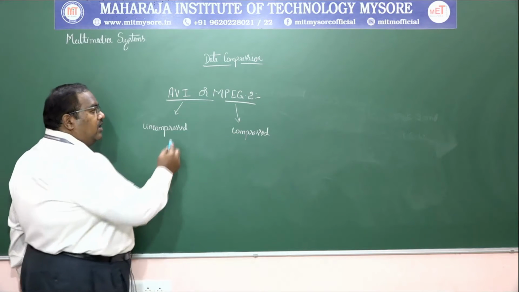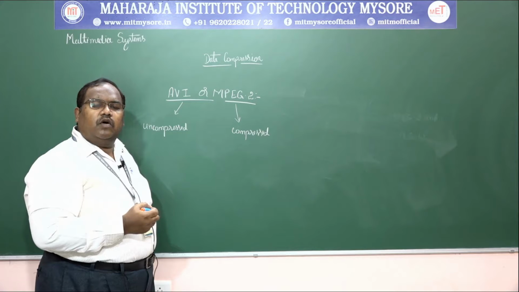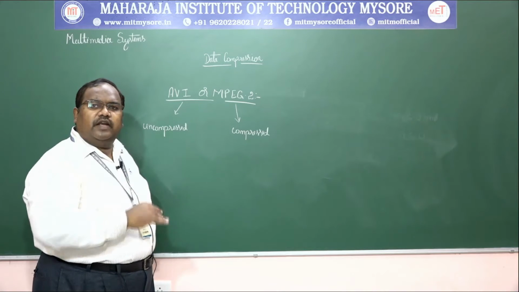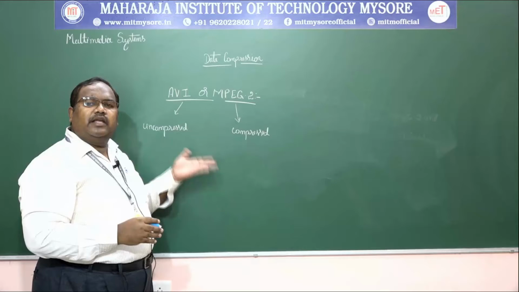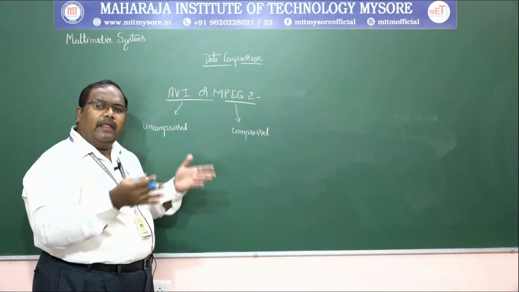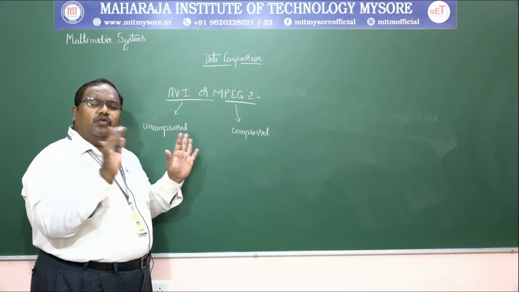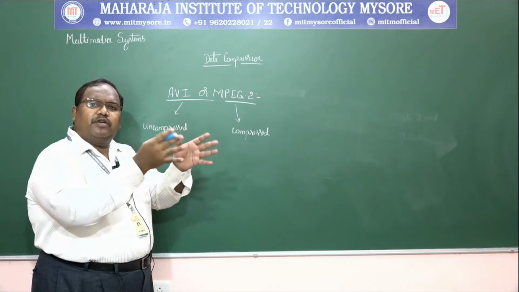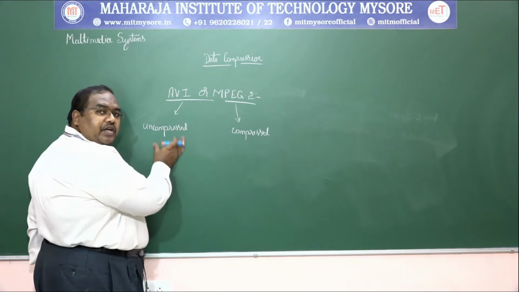See, look here, AVI is uncompressed. When you have no compression technique involved, there is obviously no loss of data. When there is no loss of data, you get very good quality of image, quality of data, as and when it has been captured. Whatever clarity of picture was captured, the same quality is able to be retrieved here.